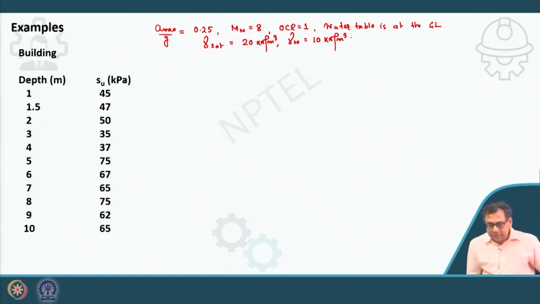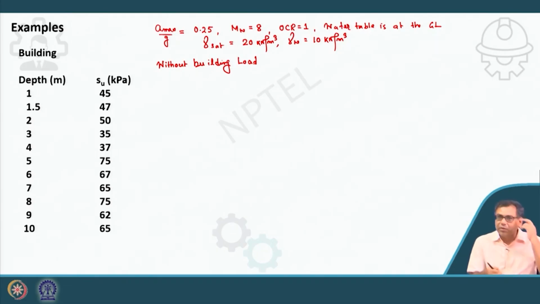So now you will check it. First I will consider it without building load. Because there is a building whose properties are also given, and I will check for two different depths only. Similar way you can do it for other depths. So I will show you the calculation for two different depths: one without considering building load, another considering building load. So the building means there is a foundation load.